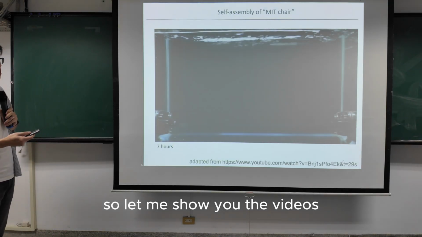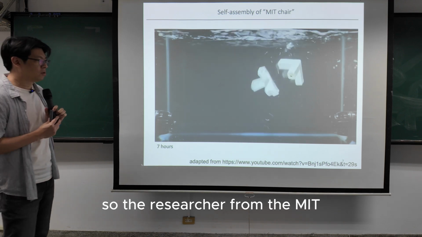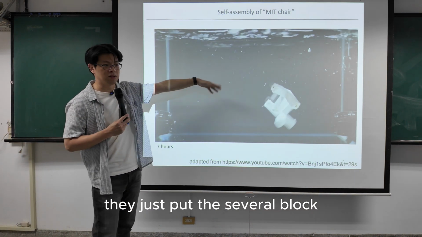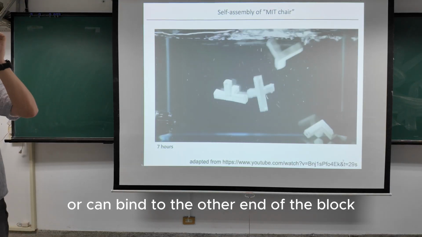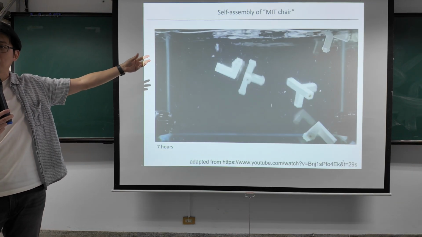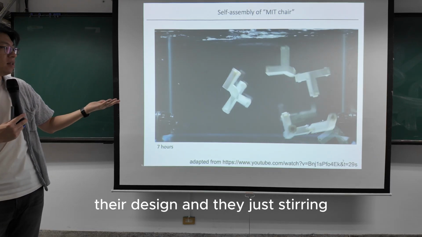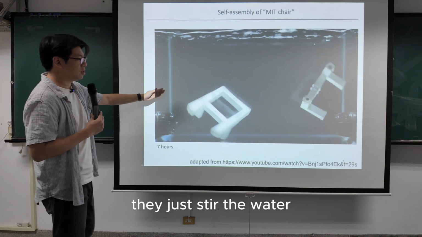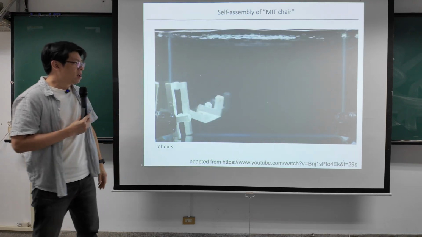So let me show you a video. This is called the MIT chair. The researchers from MIT put together several blocks. The end of each block has affinity to, or can bind to, the other end of another block. Of course, their binding is pairing, and it depends on their design. And they just stir the water to randomly mix the blocks.